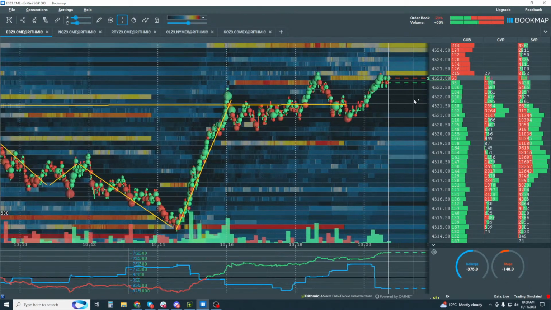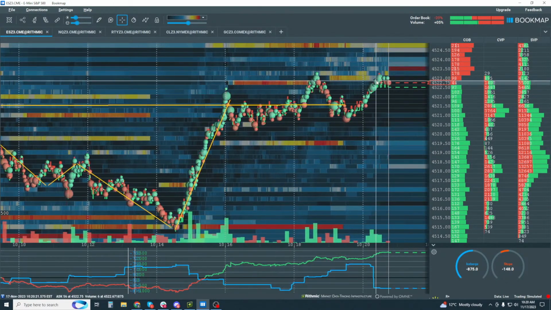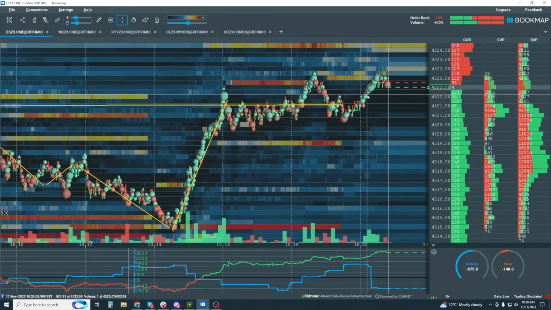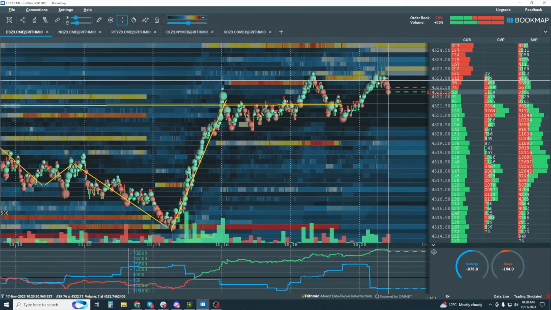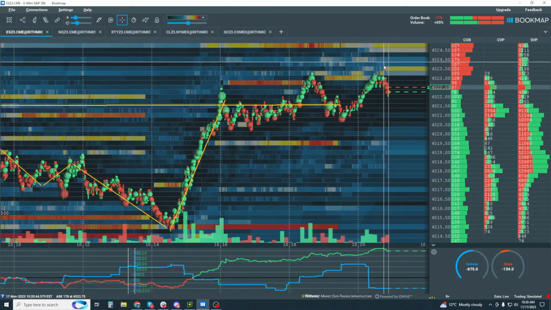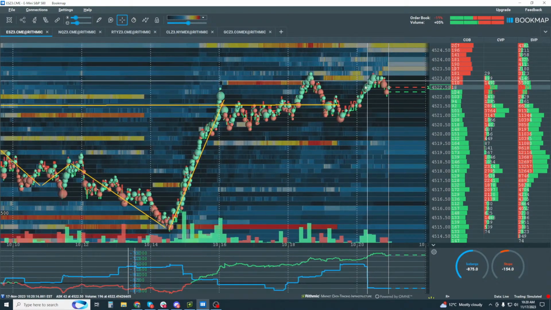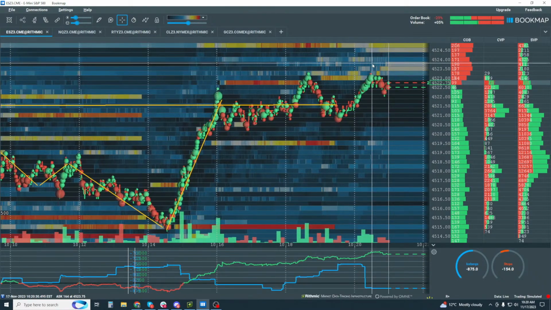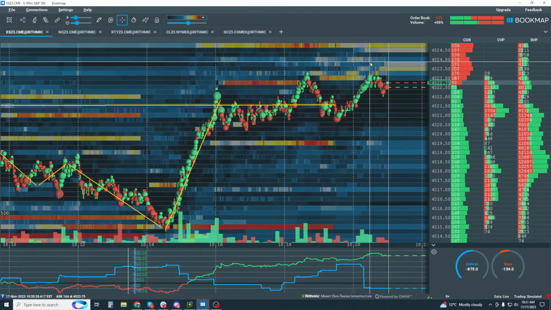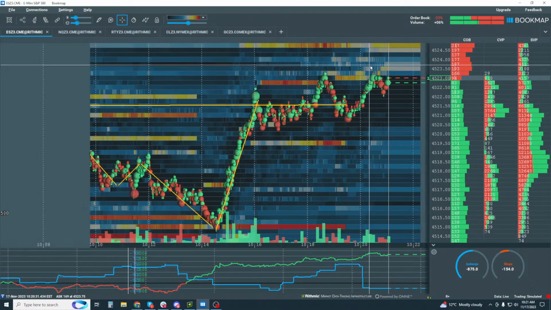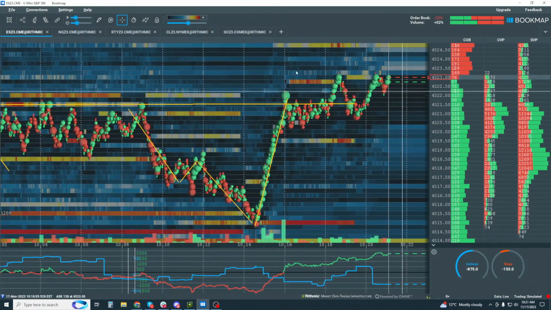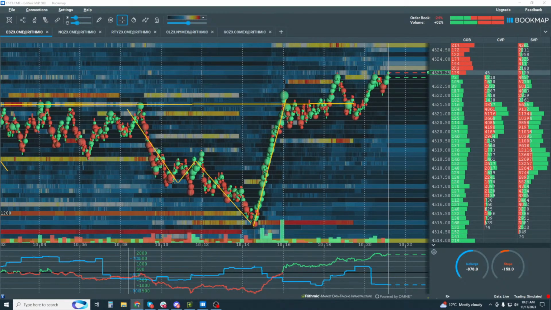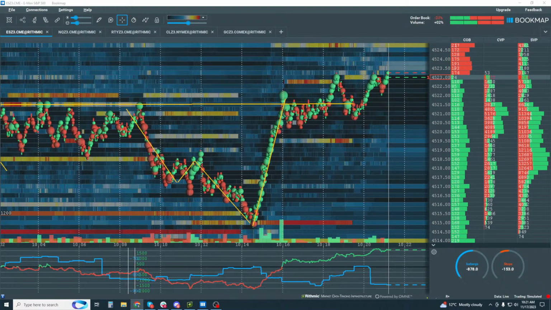Yeah, so this in here is just too late for me to get involved and try to look for a continuation move. This is where that volume picked up, and the risk reward is not worth it. Anyway, let's go over the, I can just take you to here.